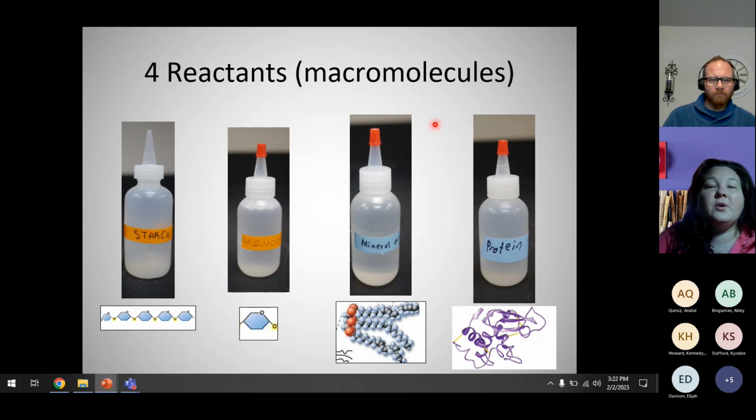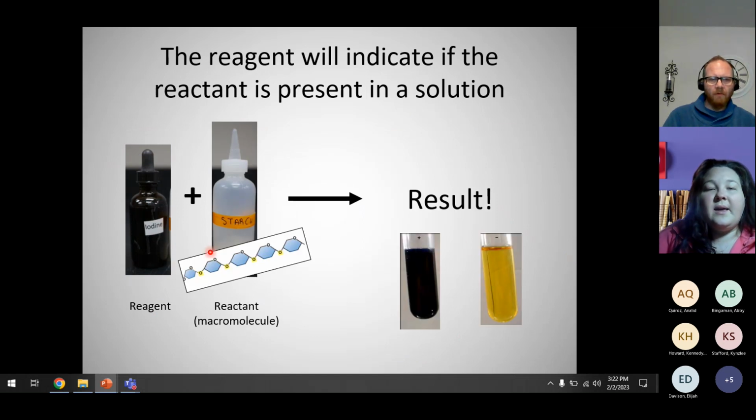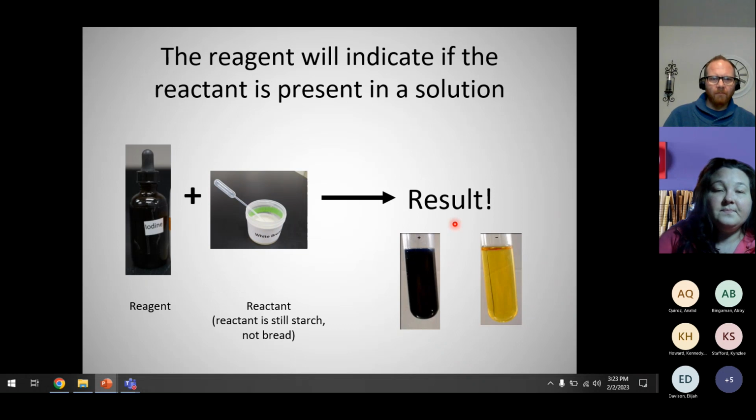And then we have four known reactants or macromolecules. We have starch, glucose, mineral oil, and protein. What you're going to do is make controls, and that will show you if the reactant is present in a solution. So if you combine iodine with a solution that you know has starch in it, then you're going to get this result. And if you combine iodine with water that has no starch in it, you're going to get this result. So this is a positive control. It shows you what it looks like if the result is positive. And this is a negative control, and it shows you what it looks like if the result is negative.